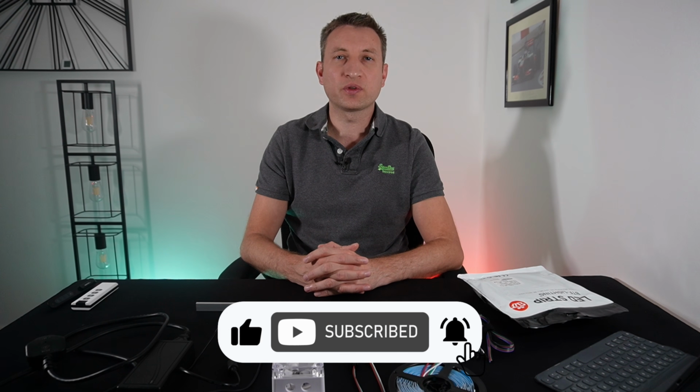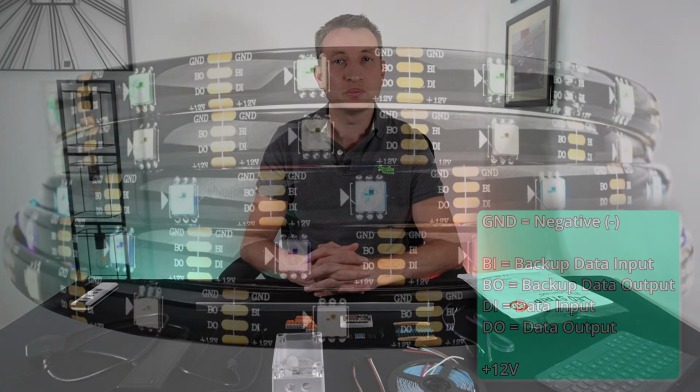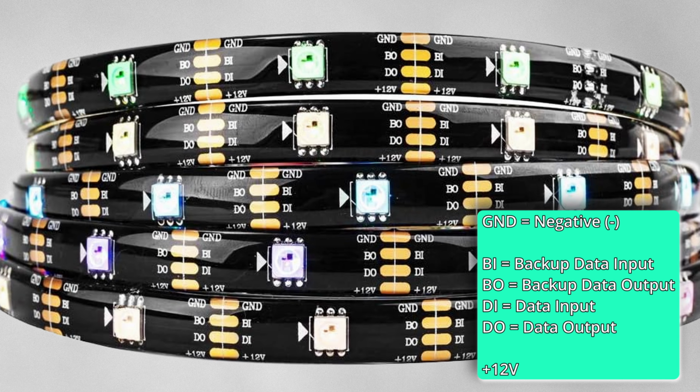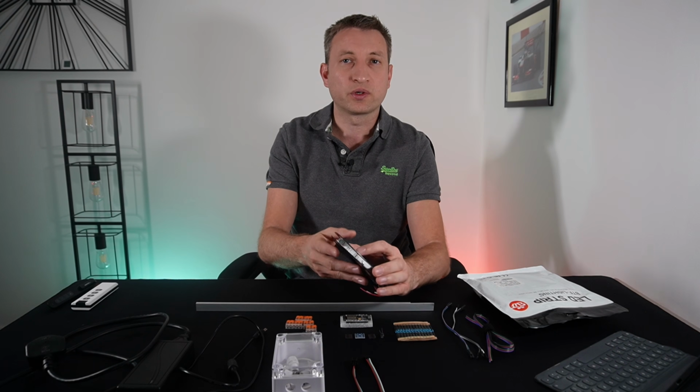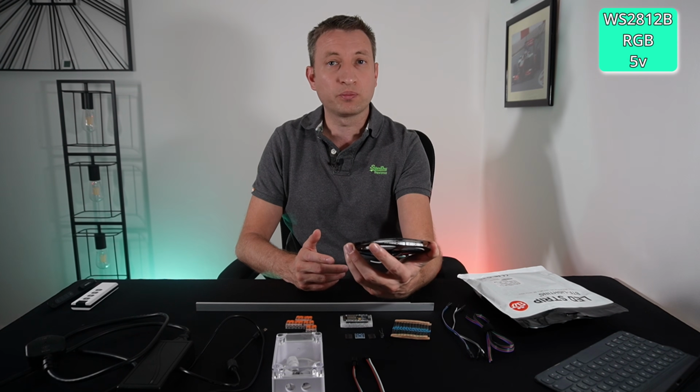Also, they do have some of the 2815s that have a backup data line, and this means if the data channel gets corrupted on these, then all of the lights unfortunately will stop working. Whereas with those, because it's got a backup, they will still carry on working as long as only one LED is broken. If saving money is your main thing and you're not too bothered about pure white, then I'd go for these cheaper 2812B ones, which are very popular.